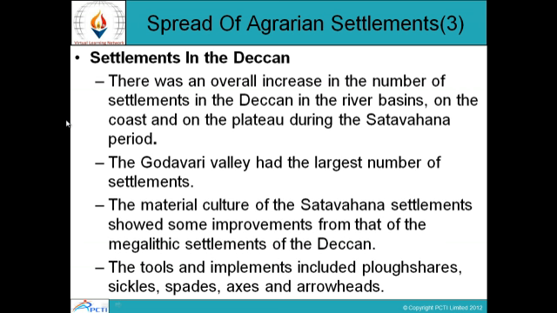Settlements in the Deccan. There was an overall increase in the number of settlements in the Deccan in the river basins, on the coast and on the plateau during the Satavahana period. The Godavari Valley had the largest number of settlements. The material culture of the Satavahana settlements showed some improvements from that of the megalithic settlements of the Deccan. The tools and implements included ploughshares, sickles, spades, axes, and arrowheads. So these tools and implements were used for agriculture.